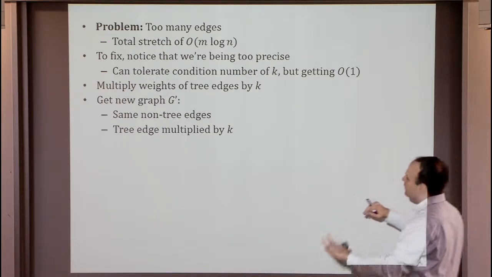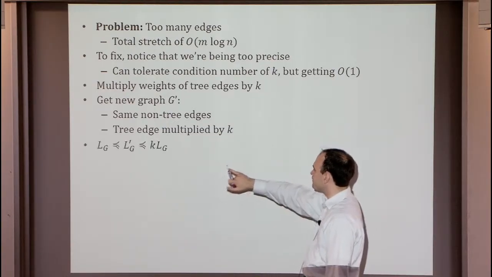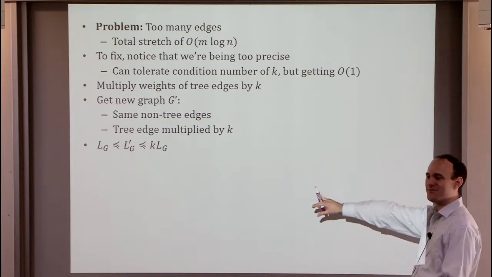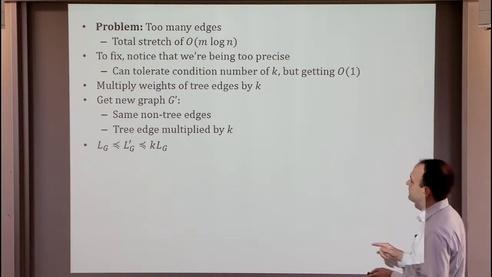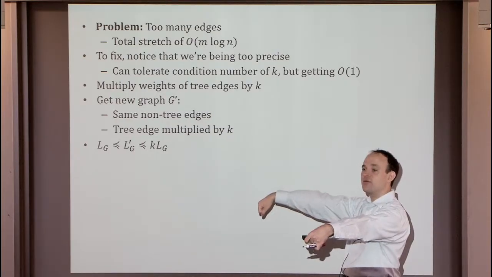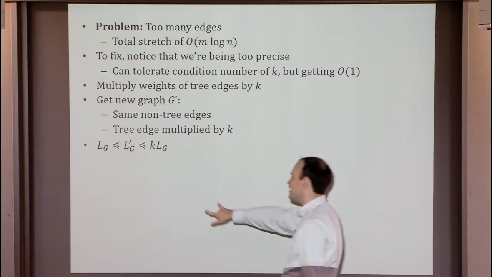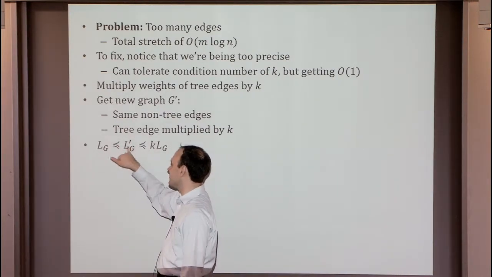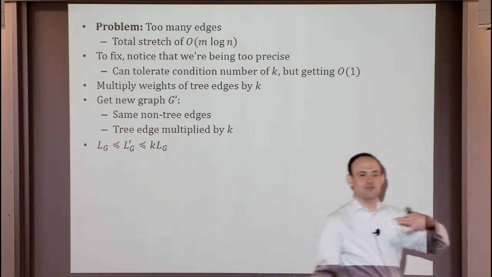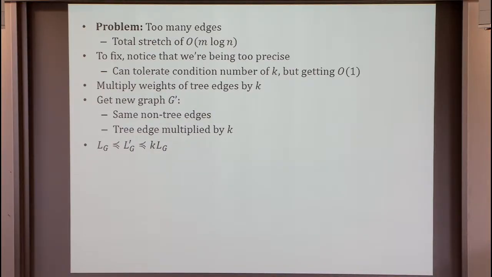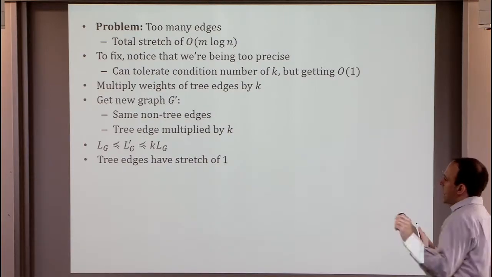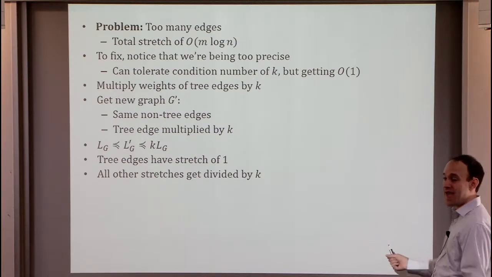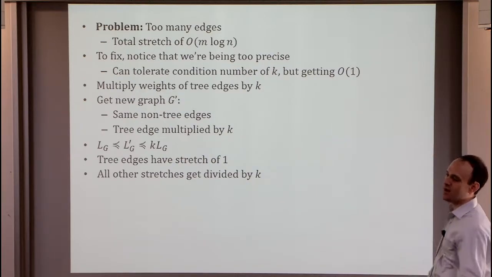So now we'll have the same non-tree edges, but I claim the effective resistances are going to fall off by a factor of k. First note that when I scale up a subgraph by a factor of k, my new graph is bounded below because it's a subgraph, and bounded above because I've scaled it by a factor of k. So I've lost a factor of k in my approximation, but that's it. And now the tree edges have stretch 1, and the off-tree edges are getting their stretches divided by k, because I've made the tree edges that you're routing them over k times larger.